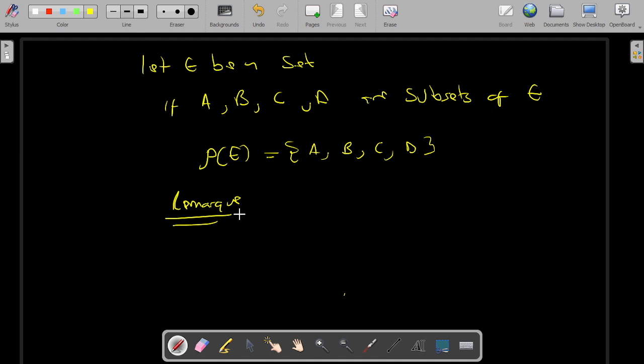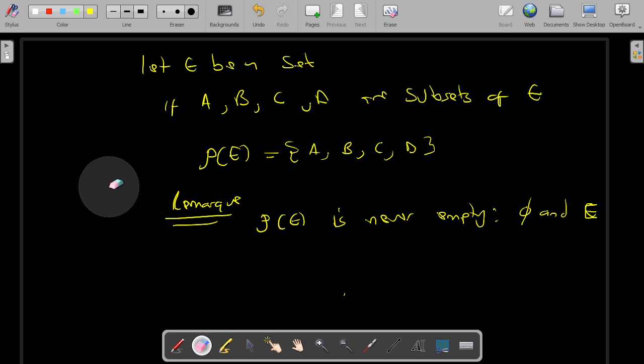All right. So the power set P of E is never empty. Why is it never empty? Well, it contains two trivial subsets. That is the empty set and the set E itself. All right. So there you have it, guys. That is your power set. Now let's have an example.